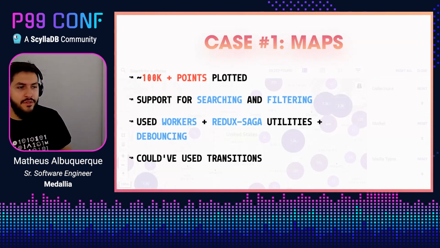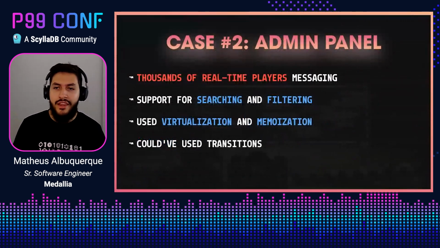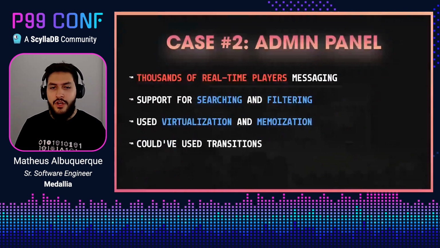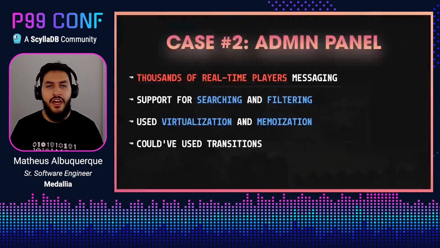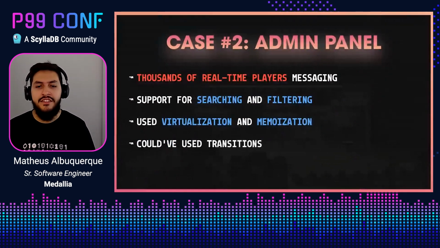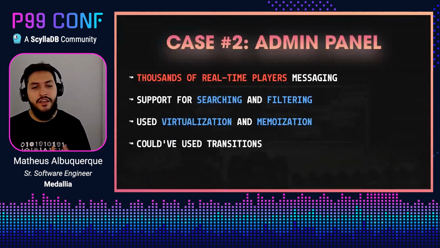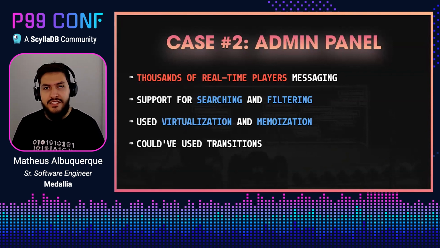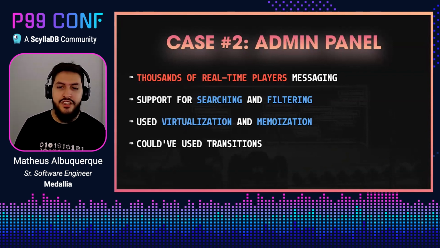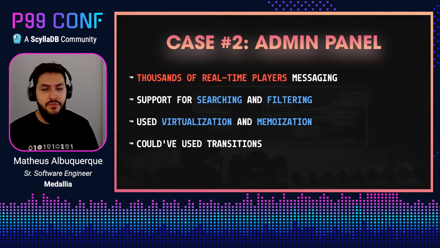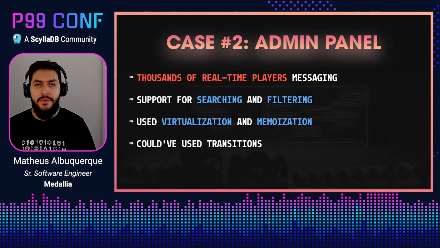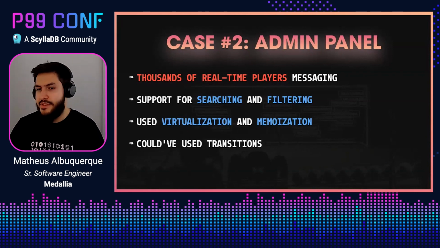And another example is this admin panel for an app that, again, I built years ago. So we had thousands of real-time players exchanging messages. And as an admin, again, you should be able to search and filter these messages. So at the time, we used a lot of virtualization and memoization techniques to improve performance, but we could have used better scheduling primitives, perhaps.